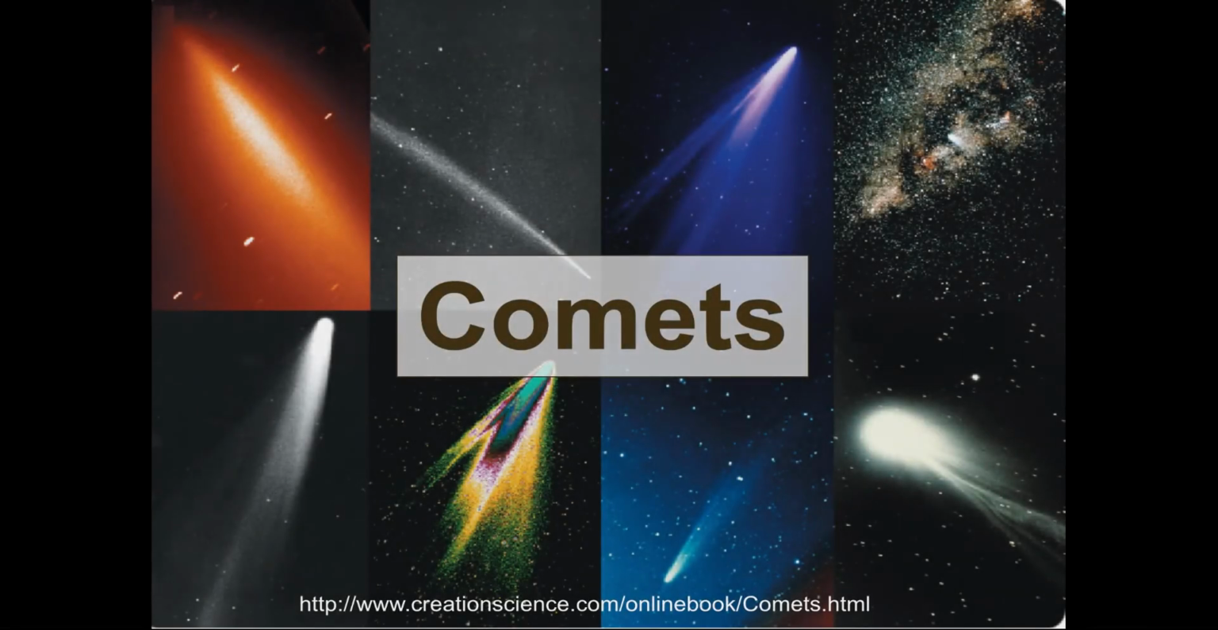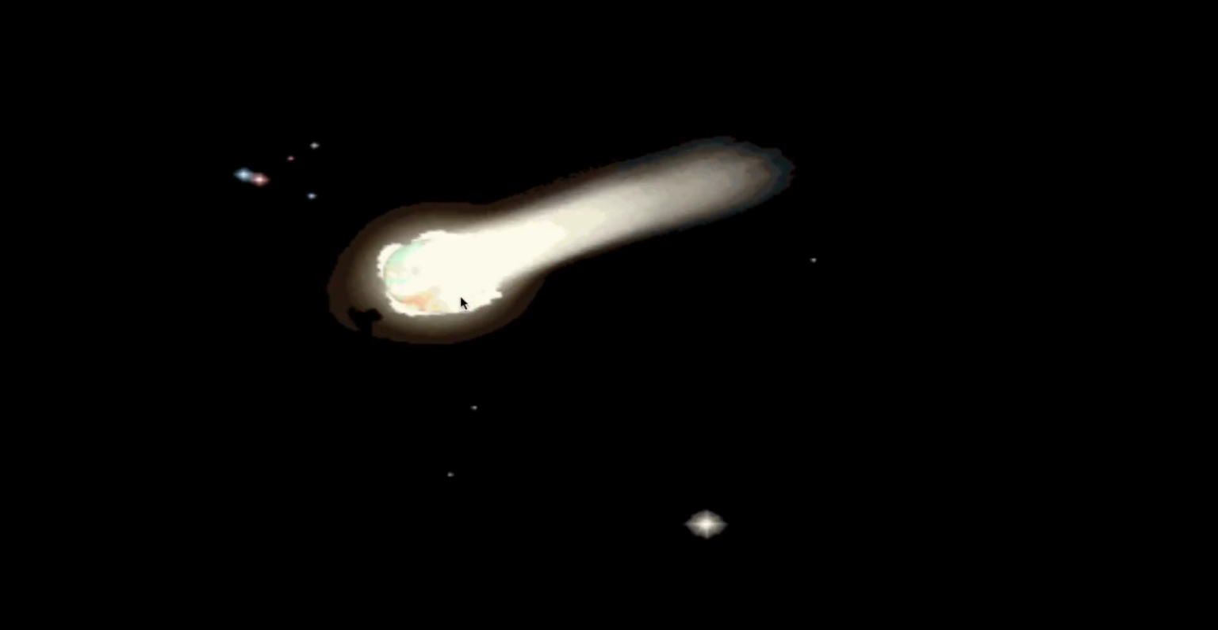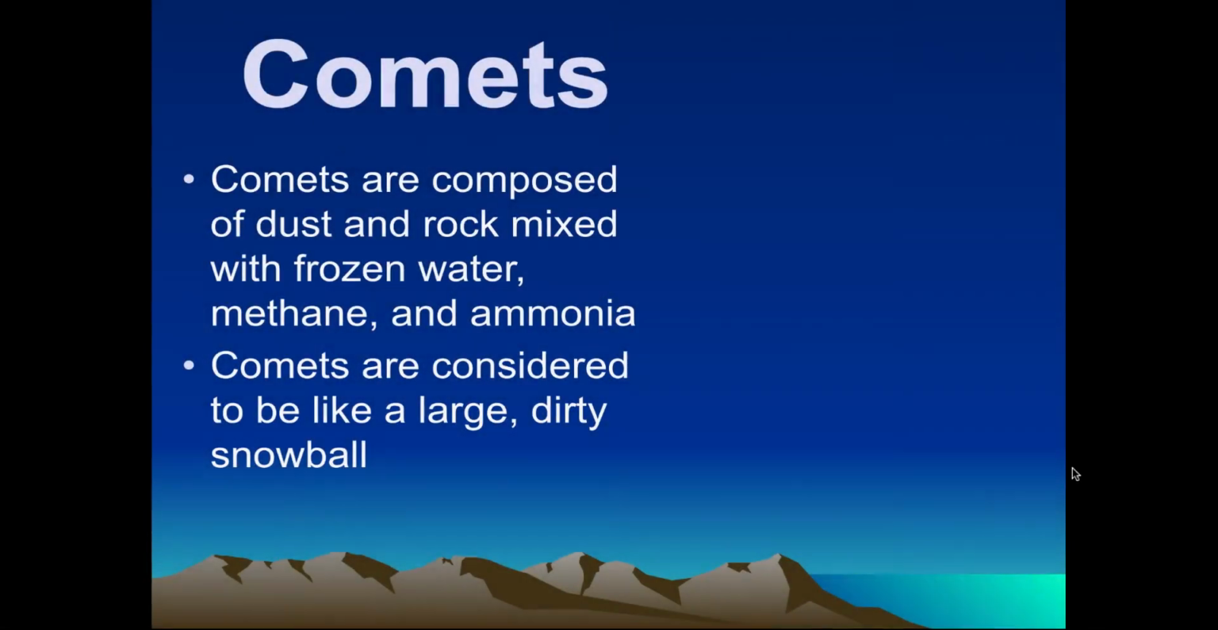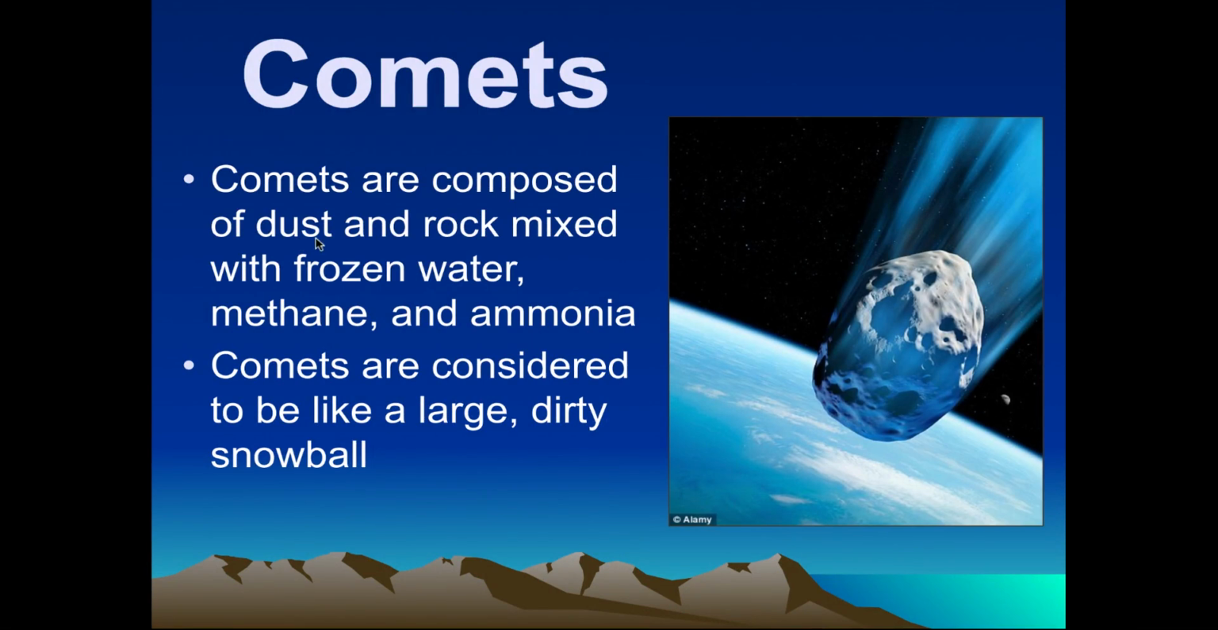So let's look at comets first. And here is an animated view of a comet. Okay, so it does look like a large, dirty snowball. Okay, that is the characteristic of comets as they fly through the Earth. And they are composed of dust and rock mixed with frozen water, methane, which is a gas, and ammonia, which is also a gas. And they're considered to look, as we said, like a large, dirty snowball. So they tend to be white. They tend to have a white light coming off of them, a tail, as they hurl through space.